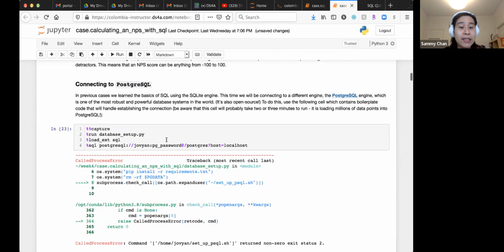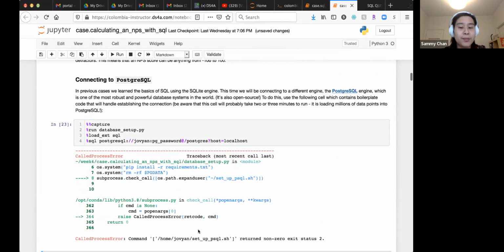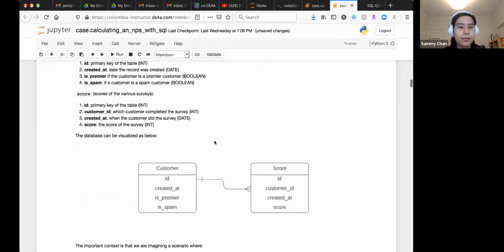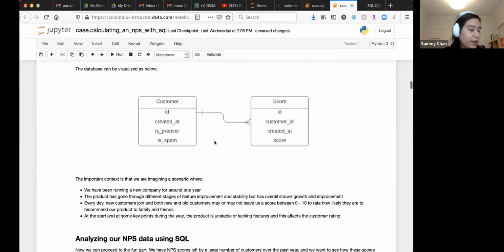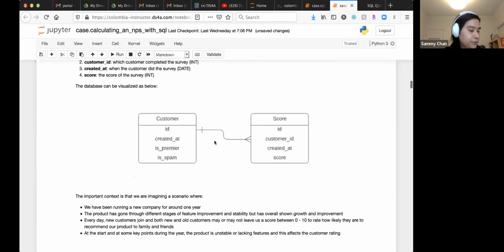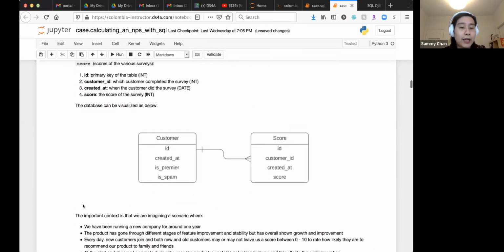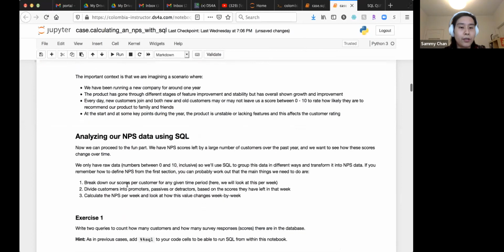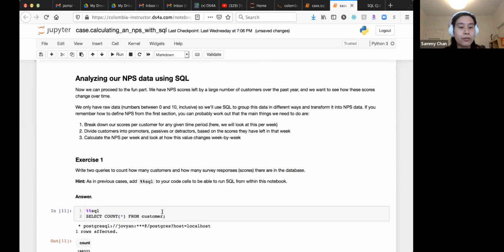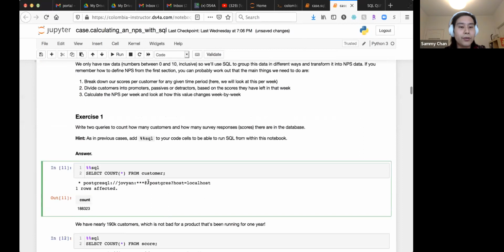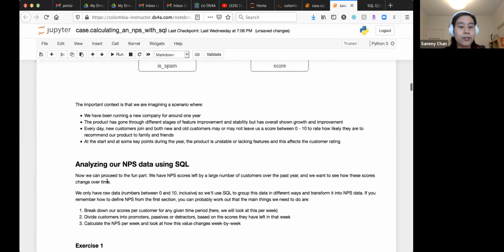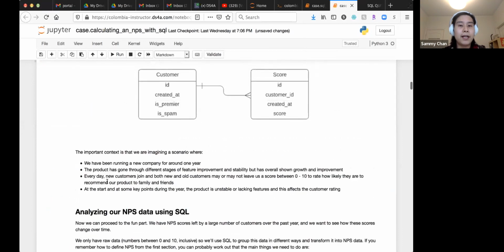So why am I getting an error? Because the database is already set up. So that's why. If you don't have any error, then you should be fine, and you should be able to go straight to the cells below and then start writing queries.